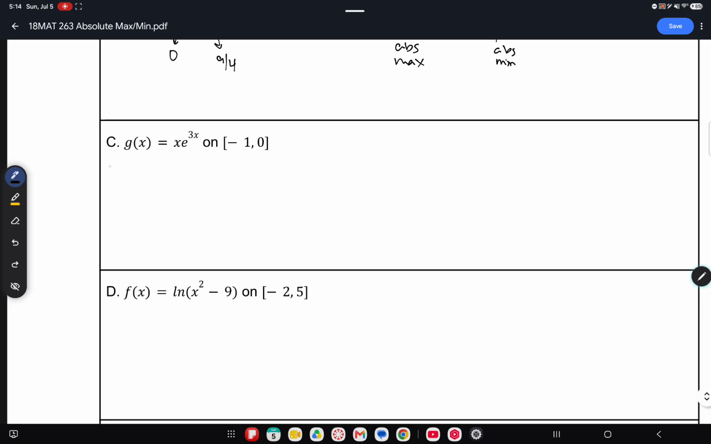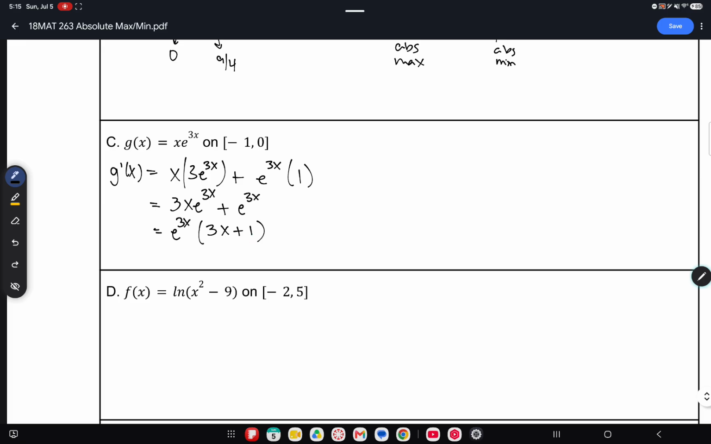So let's do a derivative. I have to do product rule here. So left d right plus right d left, and let's clean that up. So that's 3x e to the 3x plus e to the 3x. Let's go ahead and just take a GCF of e to the 3x out. So then I'm left with 3x plus 1.